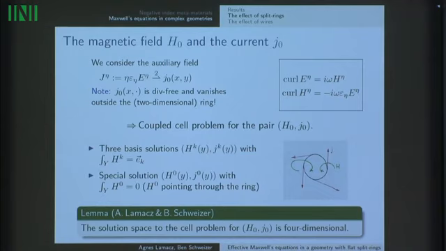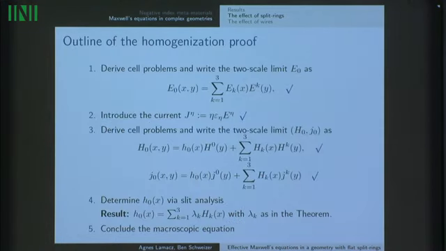And yeah, we could make this rigorous in our central lemma, which states that the solution space for the cell problem for H0, J0 is in fact four-dimensional. Okay, so we are almost done. Let's go through the steps once again. So in the first step, we derived the full information on the electric field, which was easy. For the magnetic field, we had to introduce this current J eta, and we derived a coupled cell problem for the pair H0, J0. Okay, we then found out that the solution space to this problem is four-dimensional, and so in particular the magnetic field H0 can be written as a linear combination of our four basis solutions, in particular including the special magnetic field pointing through the ring.